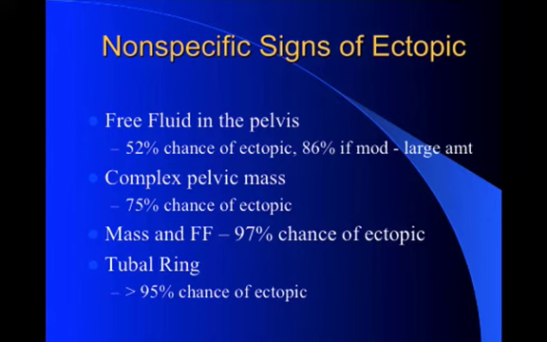Non-specific signs of ectopic include free fluid in the pelvis, which gives you over a 50% chance of having an ectopic. If you have moderate to large free fluid, that goes up to 86%. If you do see a complex pelvic mass, that has a 75% chance of being an ectopic. Mass and free fluid gives you a 97% chance of being an ectopic. It's most likely an ectopic pregnancy. If you see a tubal ring, that is very specific. Again, you have greater than a 95% chance of this being an ectopic pregnancy.